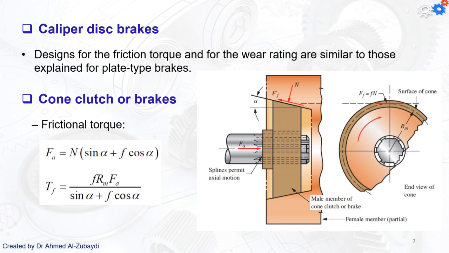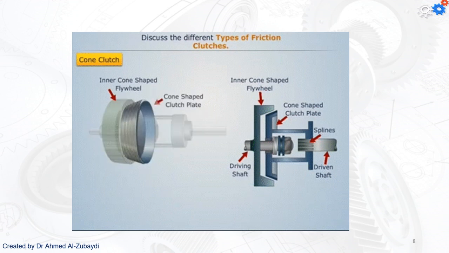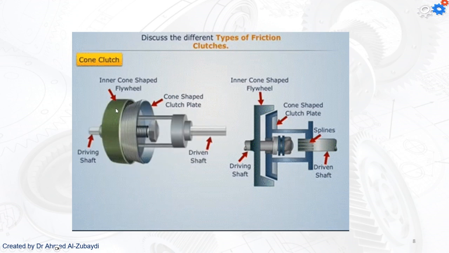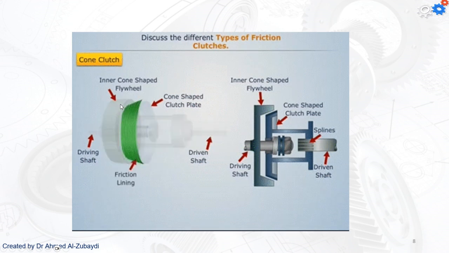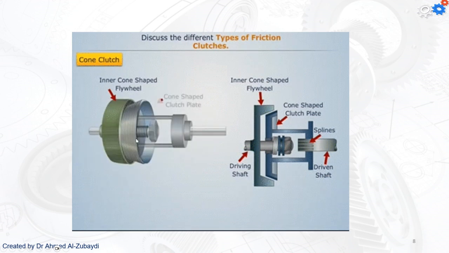Just to remind you about how the cone type is working. We're going to have the cone-shaped clutch or plate, and it's going to go inside the driving shaft. It's going to be the male and female part, so it's going to be inserted. The contact will be on that face to create the actuation.